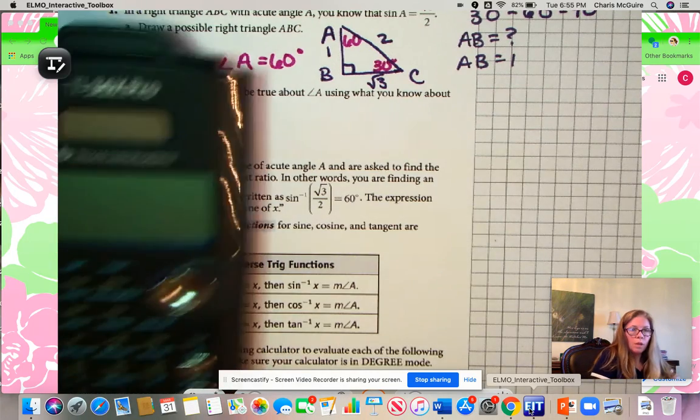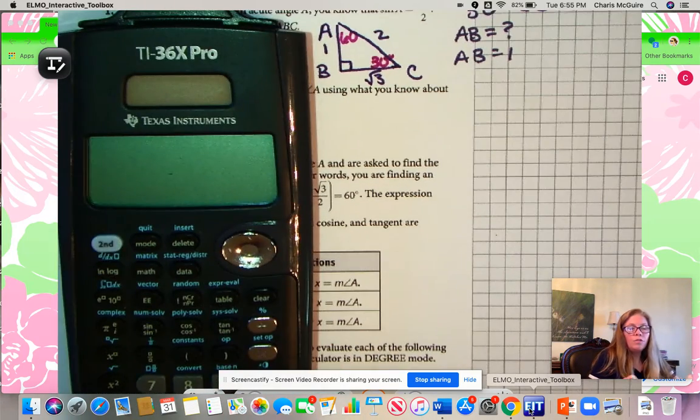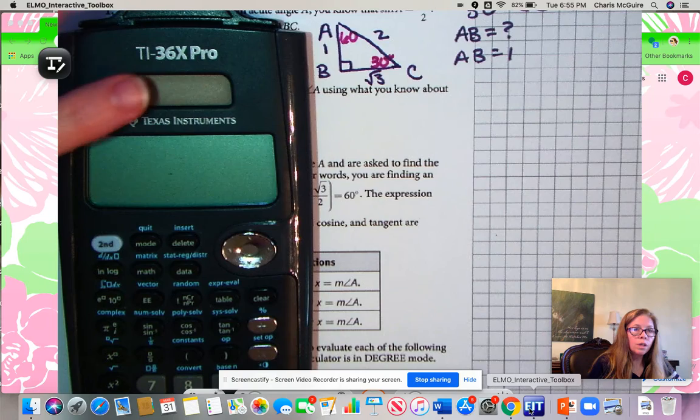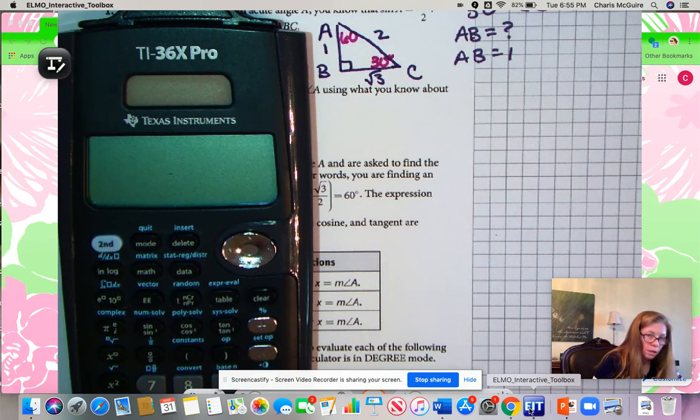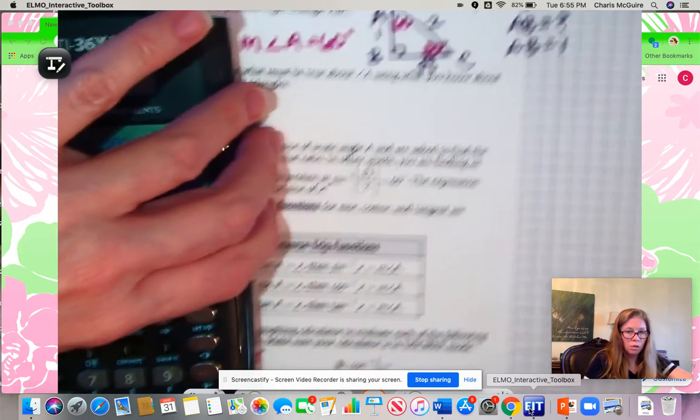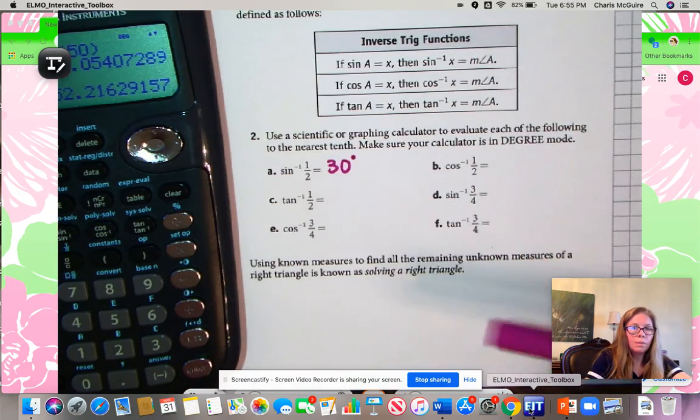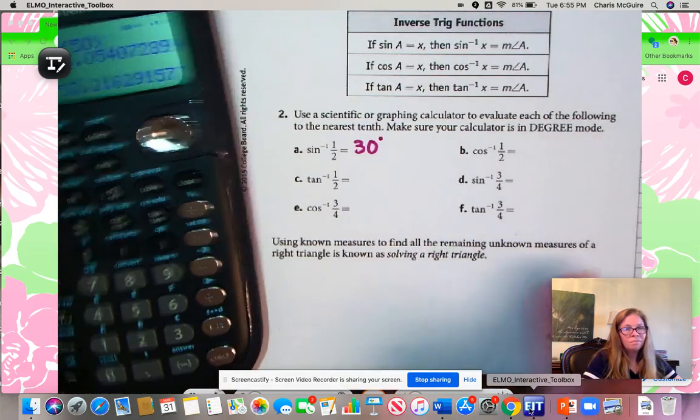Okay, so grab your calculator. If you are using a calculator like mine that is newer, so either a graphing calculator or you have the solar panel, it's going to work the same way mine is. And here's what you're going to put into it for letter A. Let me get this up here so you can see this.